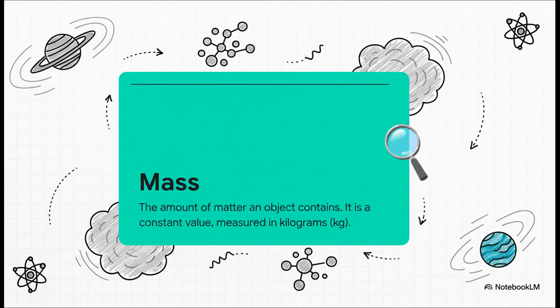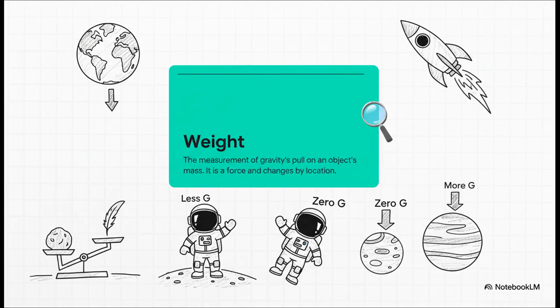Mass is just a measure of how much stuff, how many atoms, are inside an object. And here is the most important part. An object's mass never, ever changes. It doesn't matter if you're on Earth, the moon, or floating in space, your mass is your mass. It's part of you. Weight, on the other hand, is a totally different story. Weight is not constant at all.